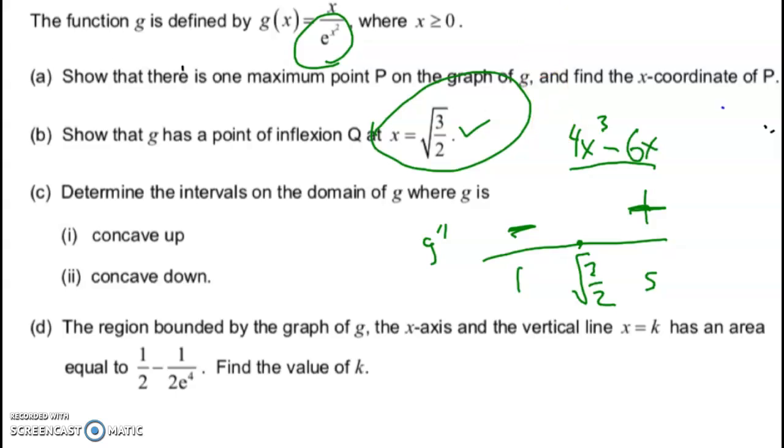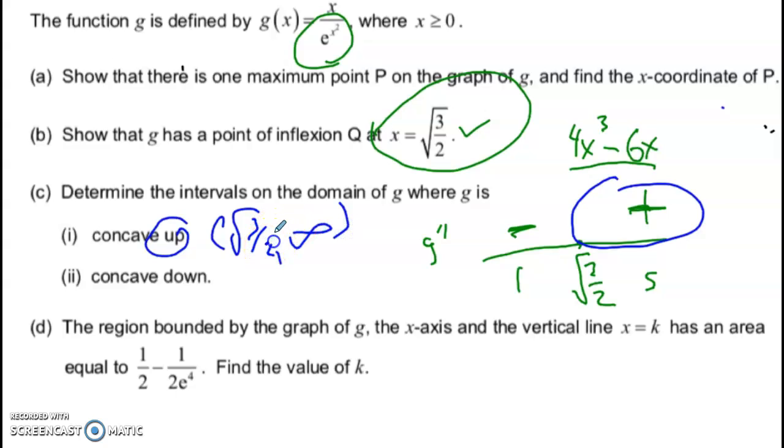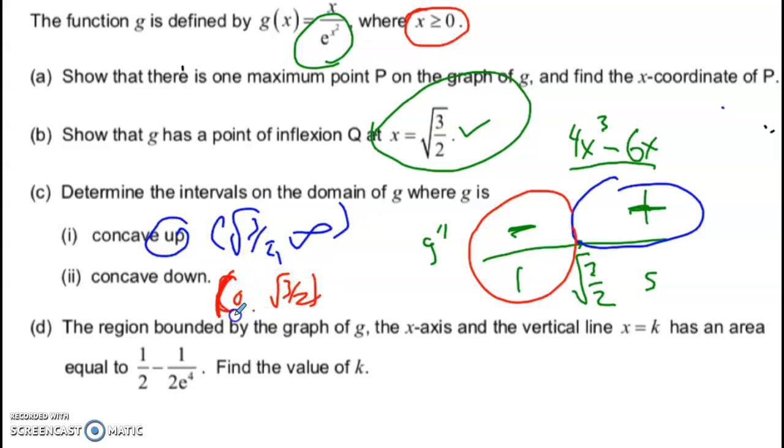I'm concave up when the second derivative is positive. So this is all concave up. So this answer is going to be root 3 over 2 to infinity. And this is when I'm concave down. But remember, I only care about from 0 to 1. So from 0 to root 3 over 2 would be when I'm concave up. And I don't actually know what's going on at 0 because it was possibly another point of inflection, so I'm not going to include that in that bound.